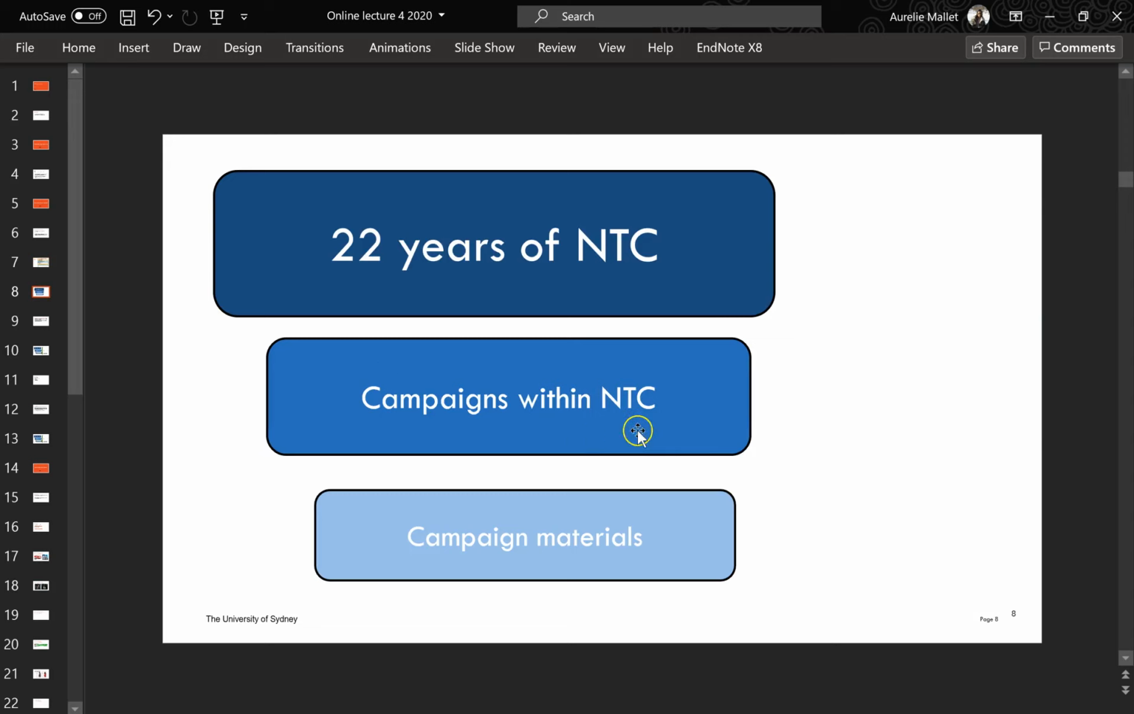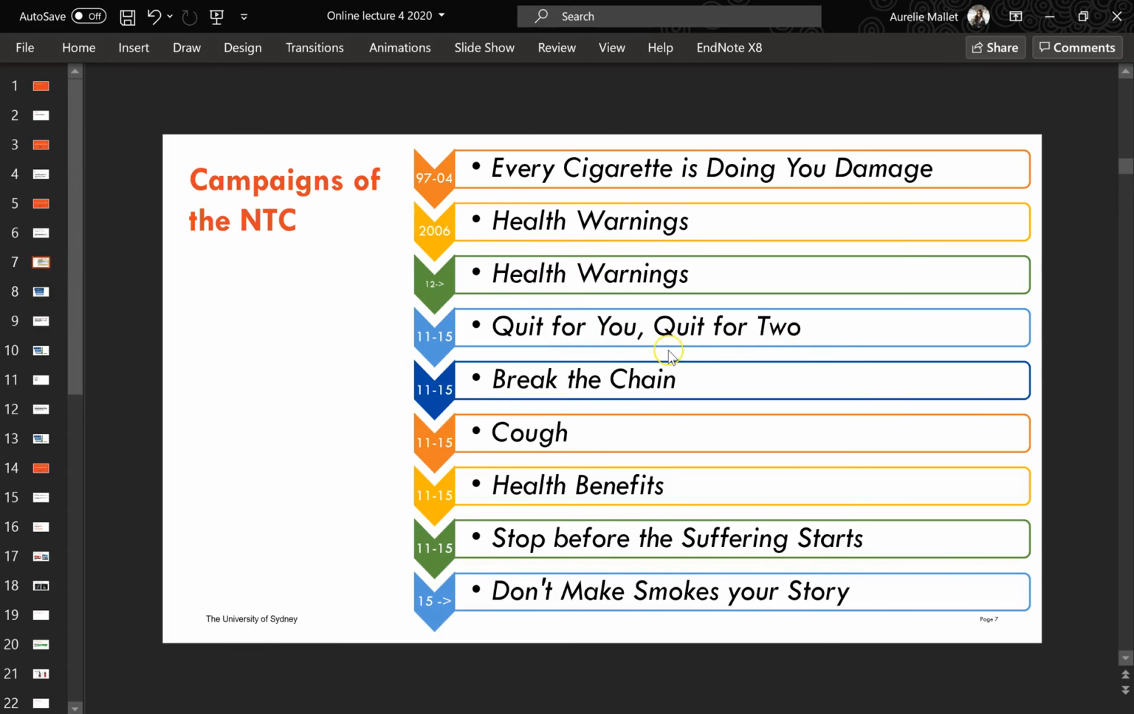And then within the campaigns, we've got the campaign materials. So you have things like TV ads, radio ads, posters, and more recent campaigns like the Don't Make Smoke Your Story campaigns also have apps that you can use to help you quit smoking. And they also have the ads. They still have the app for the Quit For You, Quit For Two campaign.